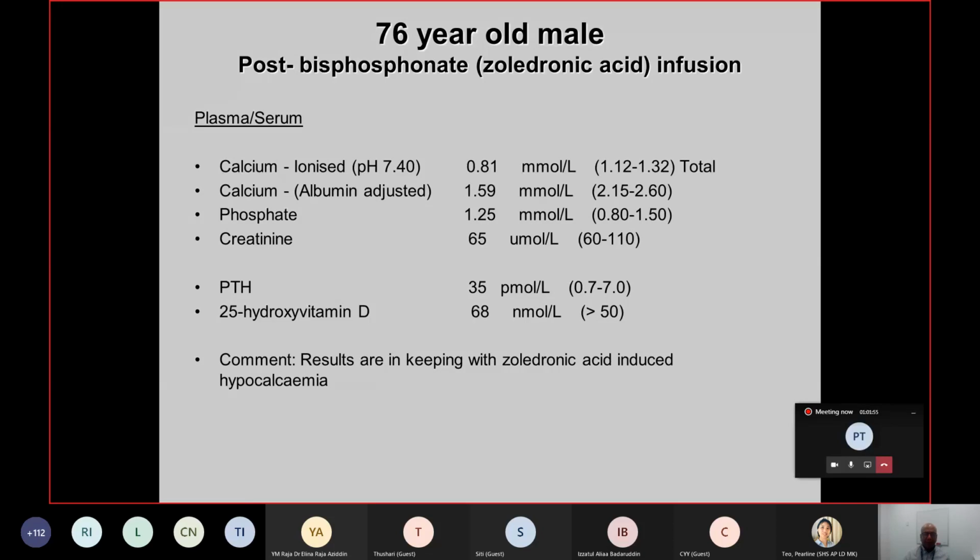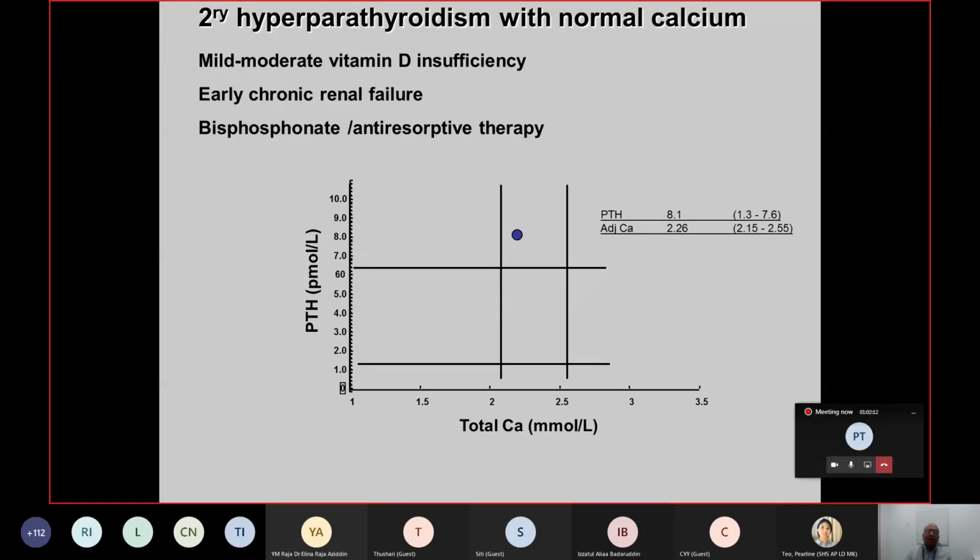It's hard to predict who will develop it. Most patients, when they're treated with anti-resorptive agents, develop a mild reduction in serum calcium, often within the normal limits, and often they develop secondary hyperparathyroidism. So we often see patients with secondary hyperparathyroidism with normal calcium who are mildly vitamin D deficient or in early chronic renal failure, or on bisphosphonate or anti-resorptive therapy.